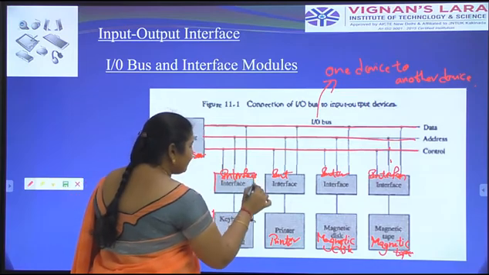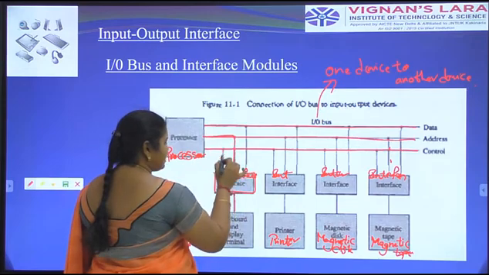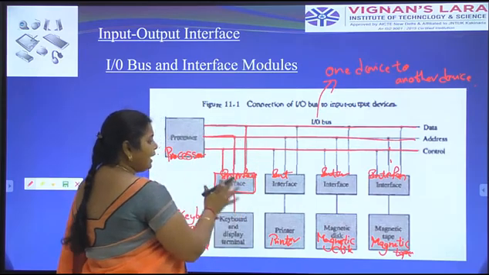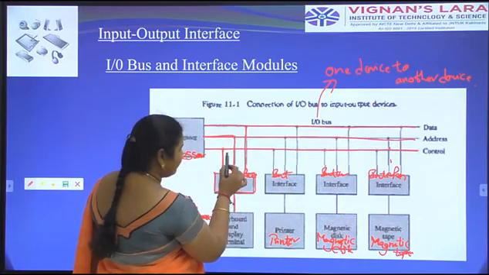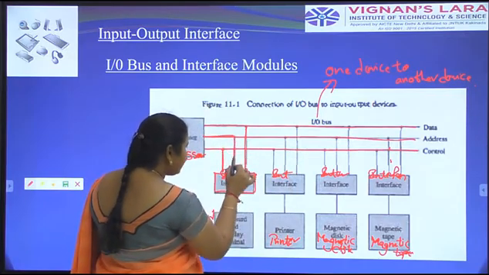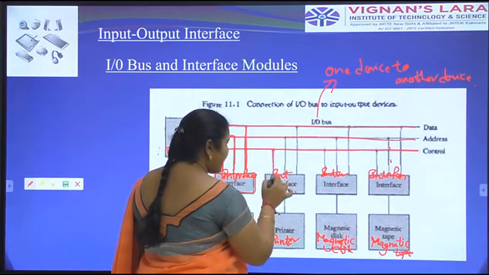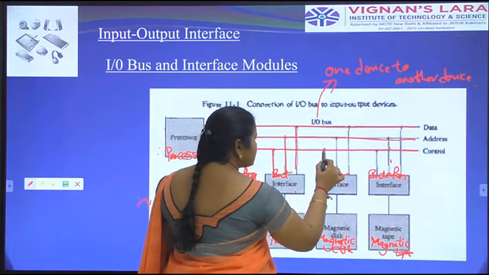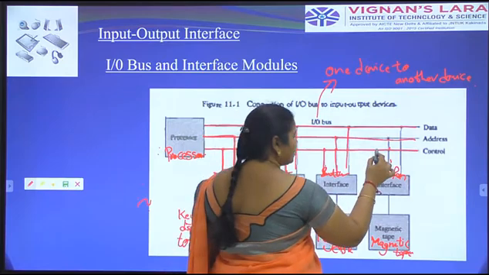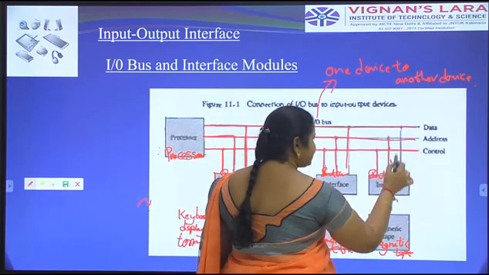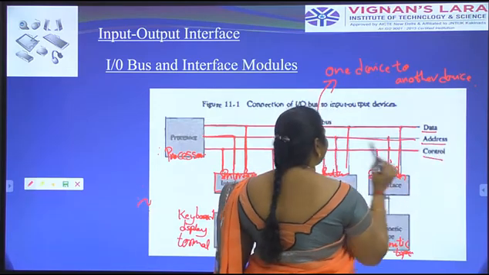The interface acts as an intermediate between the input and output devices and the internal storage and processor. Okay, here the interface is connected to control, address and data lines. Here also control, address and data. Here also control, address and data. Here we have three lines: data line, address line and control line.